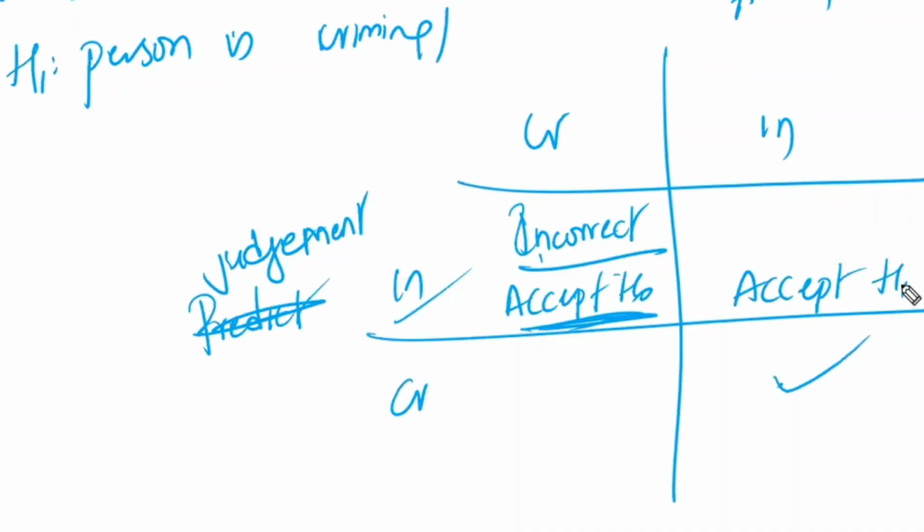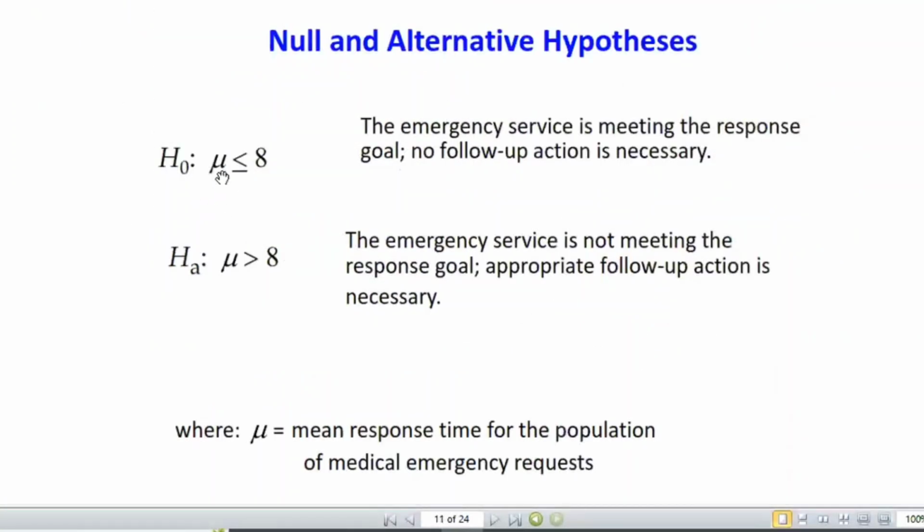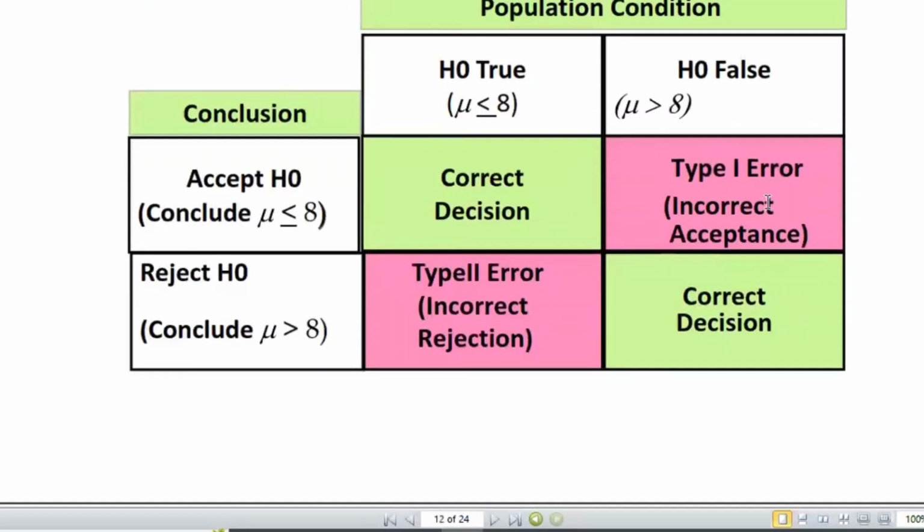Wherever it is there, incorrect rejection of H0 is called type 2 error. Incorrect acceptance of H0 is called type 1. Fix the location wherever it is there. Is that clear, guys? So here see, H0 is mu less than or equal to 8 minutes, H1 is mu greater than 8 minutes. Everything is based on the H0 only, not based on the H1. So correct decision; incorrectly rejecting the H0 is called type 2 error. Incorrectly accepting the H0 is called type 1 error for any case.